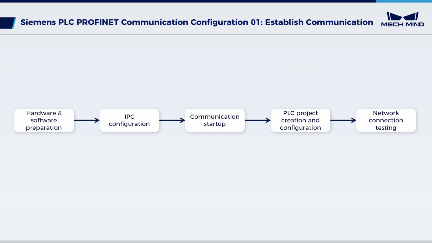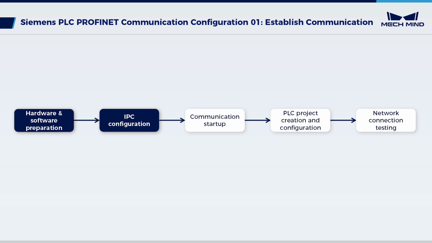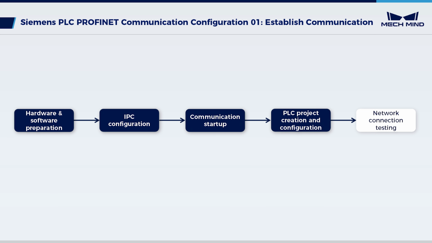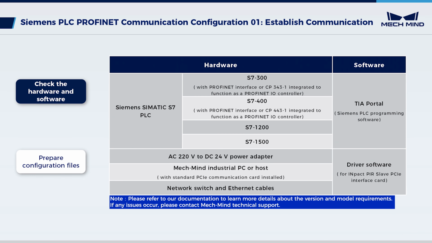The overall process includes hardware and software preparation, IPC configuration, communication startup, PLC project creation and configuration, and network connection testing. Then, proceed to the detailed operations. First is the preparation work. You can refer to our documentation to learn more requirement details about the versions and models.